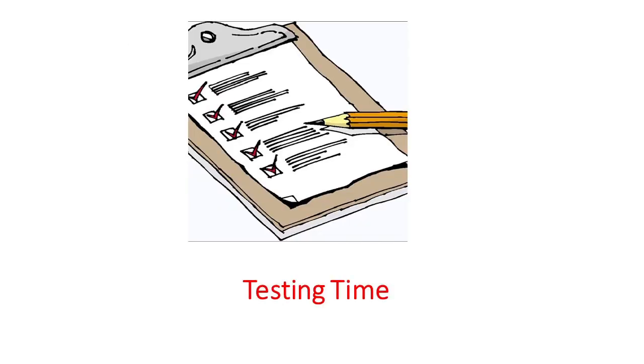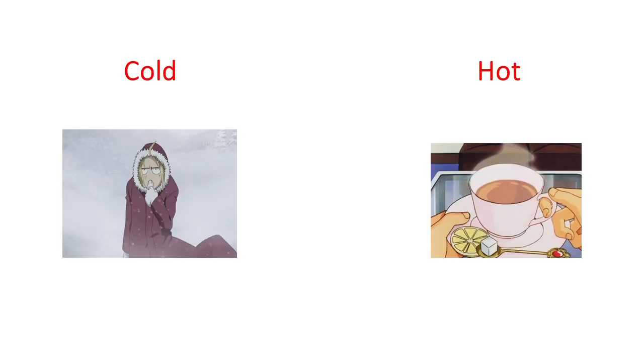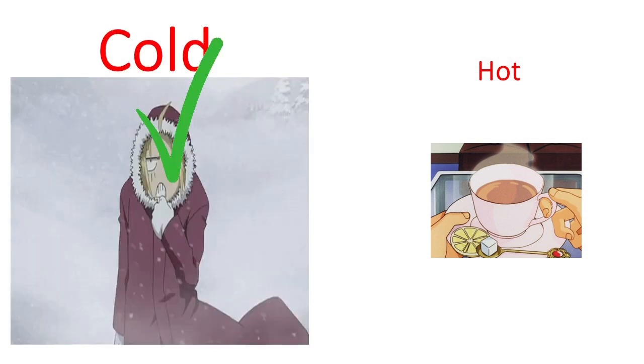Now that we know how to find a word in the dictionary, let us have a testing time. I will show you two words in each case and you have to find the word which will come first in the dictionary. Are you ready? Cold or hot? Which will come first in the dictionary? The word cold starts with C and so it will be found before the word hot in the dictionary.